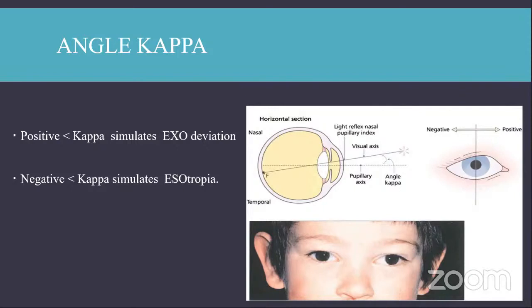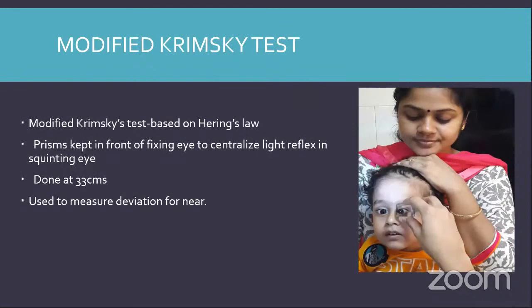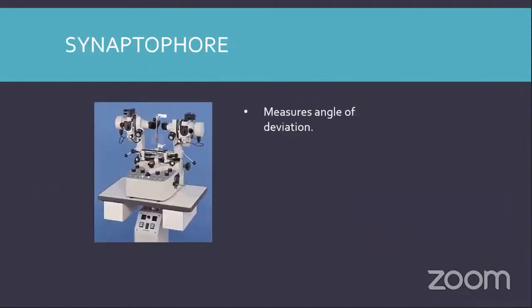The another light reflex test of importance is BRUCKNER'S reflex. That is especially very useful in young children, and it is performed by visualizing the red reflex in both eyes simultaneously after dilatation. And you can easily see that in the deviated eye, the light reflex is brighter and lighter. The KRIMSKY's test and tests based on synaptophore are basically used more to measure the angle of deviation, and will be discussed in the orthoptic class in the next session, next Sunday.